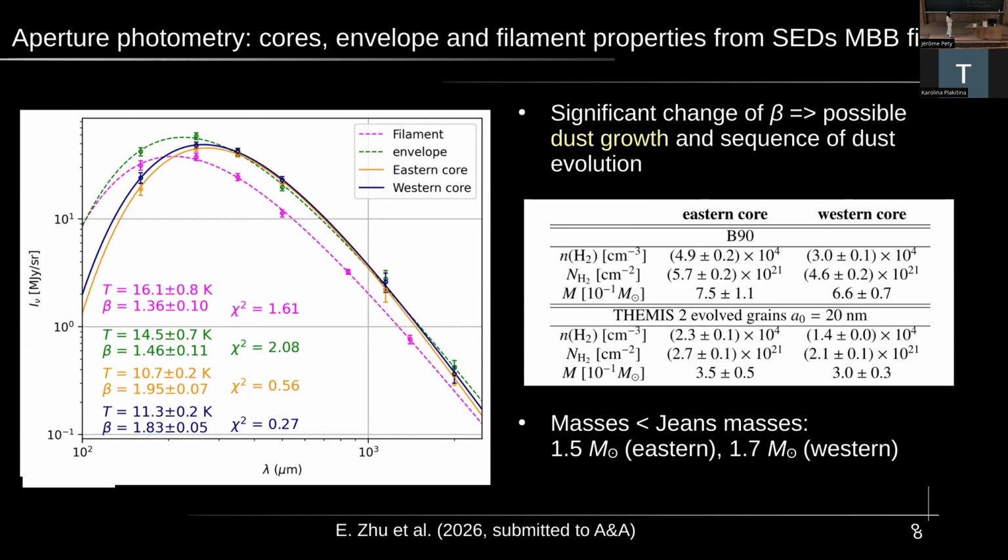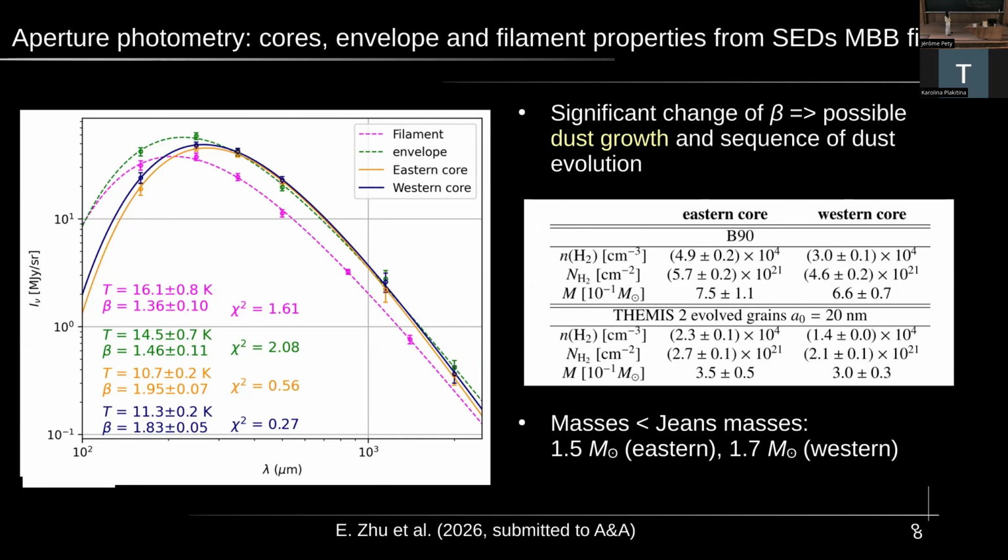And we see a sequence of dust evolution from the outer filaments towards the central cores. And this trend is the same as what we saw on the maps. But of course, here the temperature is lower for the cores and betas are higher because of a part of photometry. And on the right in the table, you can see the densities and masses for the two cores. Here I present results using either the B90 kappa or the Themis 2 evolved grains kappa.